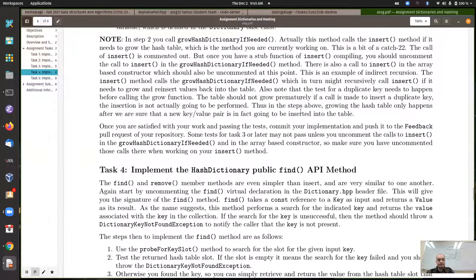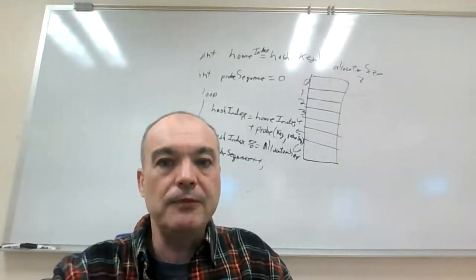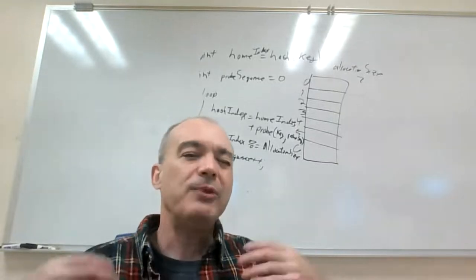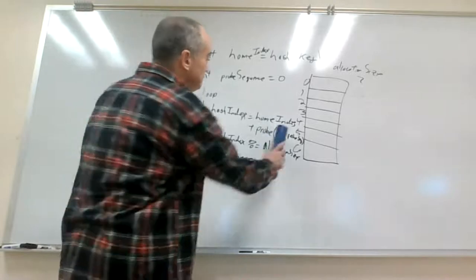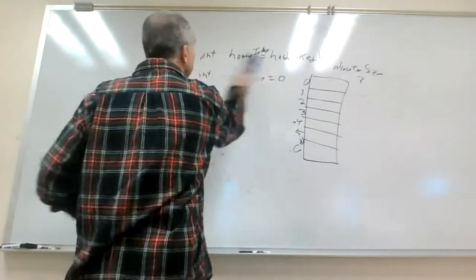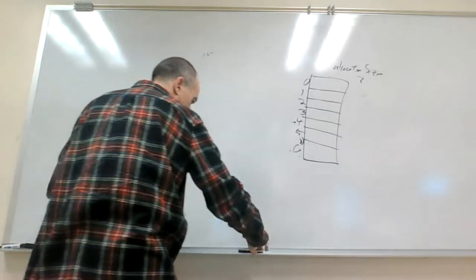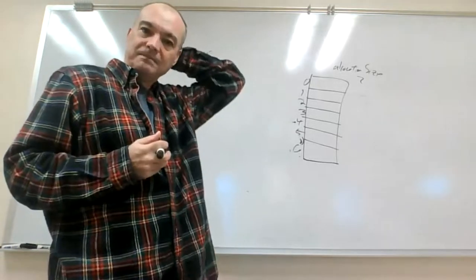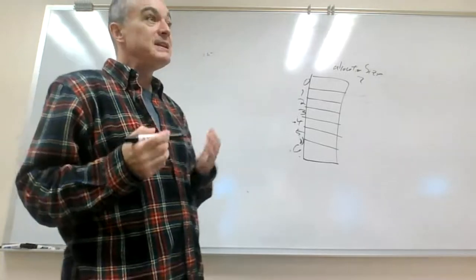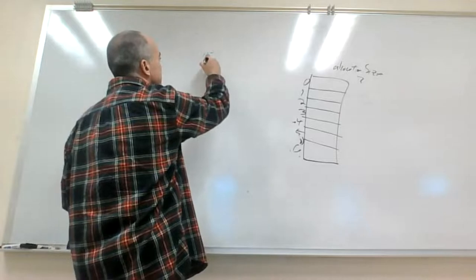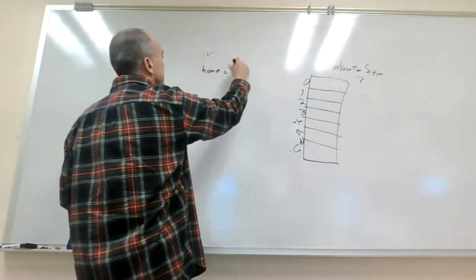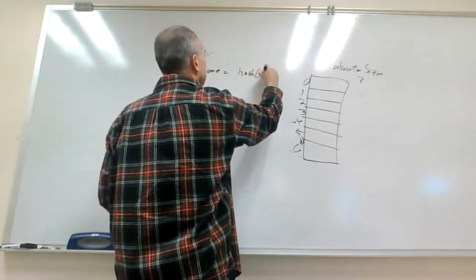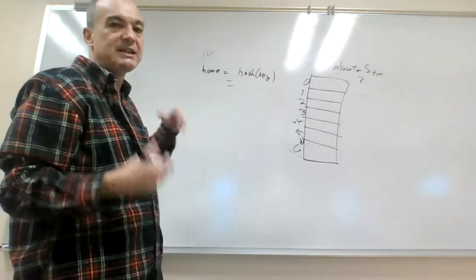For a closed hash table like we're doing here with a probe sequence, we have a particular problem when we're removing keys from the dictionary. The problem is this. Let me just make up a probe sequence here to illustrate the issue that we have. So let's say that when you hash a particular key, we end up with a home hash index of 2, okay?